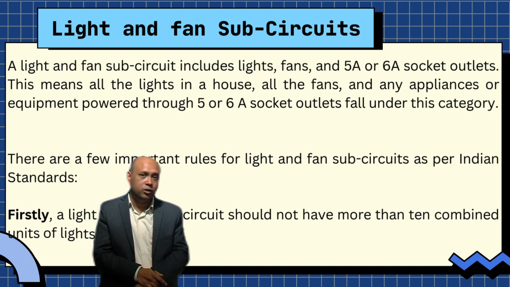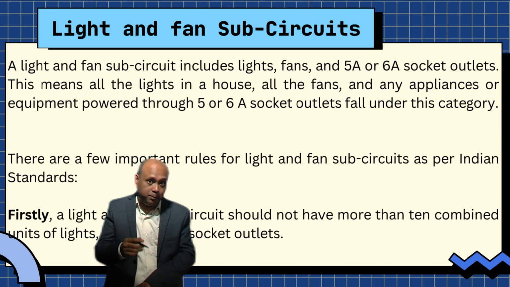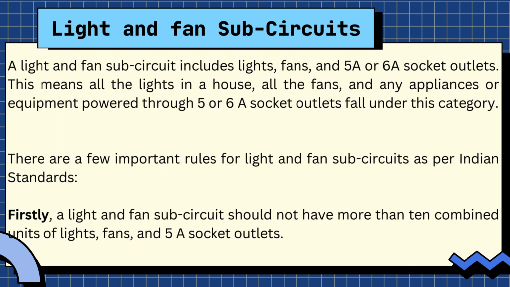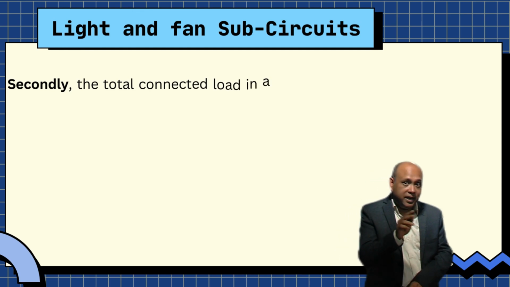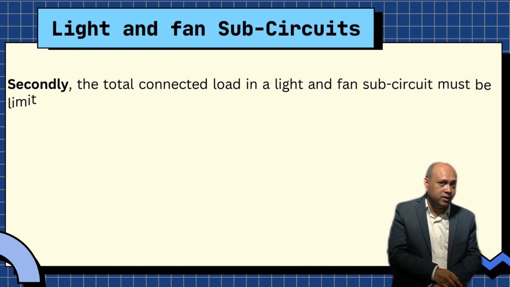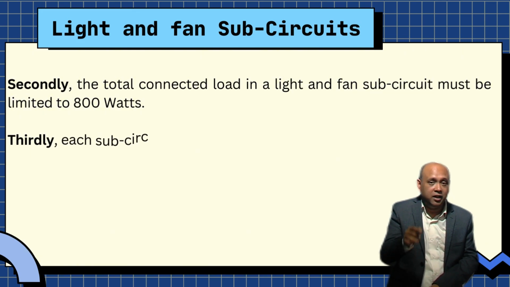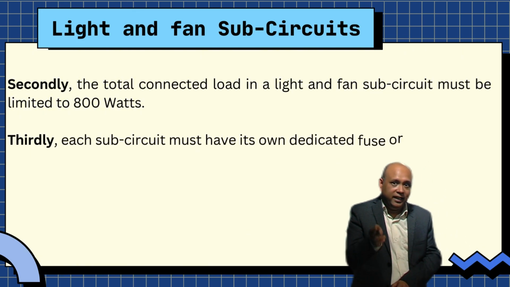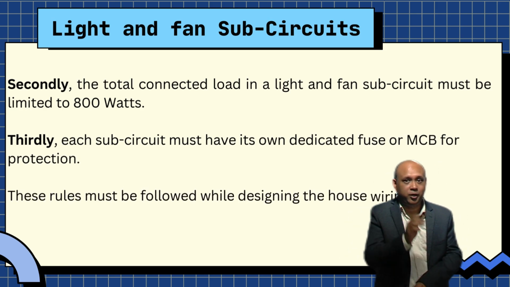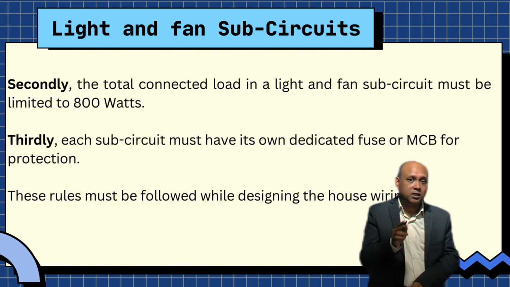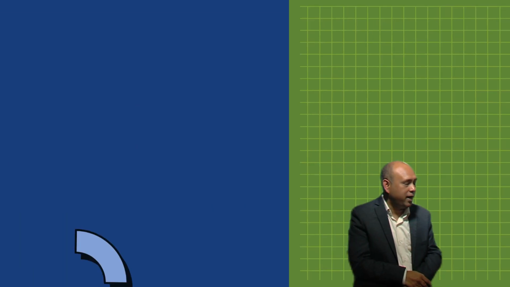There are a few important rules for light and fan sub-circuit as per Indian standards. Firstly, a light and fan sub-circuit should not have more than 10 combined units of lights, fans and 5 ampere socket outlets. Secondly, the total connected load in a light and fan sub-circuit should not exceed 800 watts. Thirdly, each sub-circuit must have its own dedicated fuse or MCB for protection. These rules must be followed while designing the house wiring.